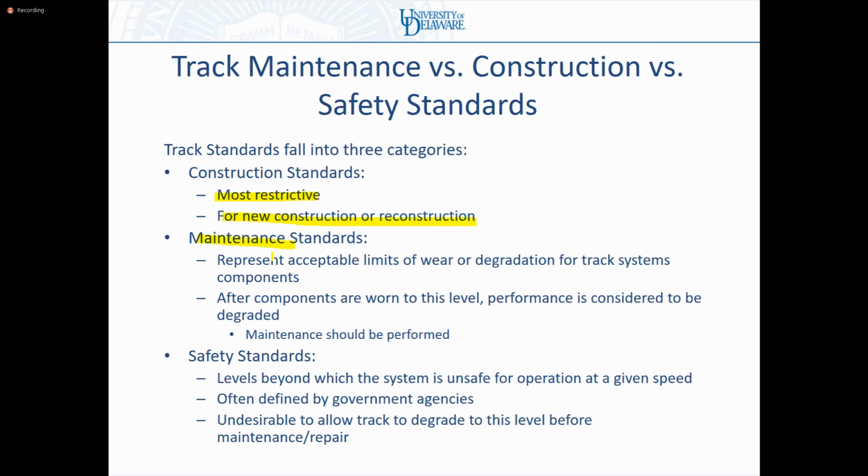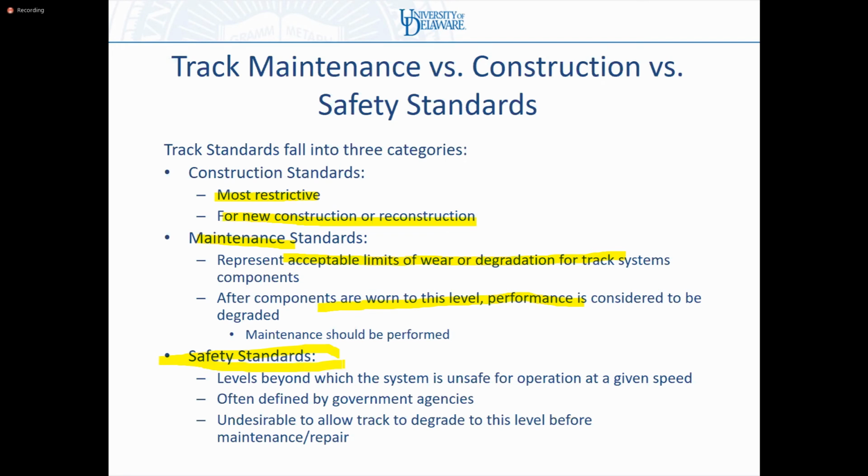Maintenance standards represent acceptable limits of wear or degradation. When your components are worn or degraded to this level, performance is considered degraded. Maintenance should be performed, but you usually have a time window to do that. Safety standards are absolute standards at which it's unsafe to operate. So you either stop operation, which is one option, fix the defect, which is a second option, or slow down the operation until you allow that. So you really never want to maintain to safety standards. It's a real lousy way of doing business because it means once you do safety standards, you have to take action.